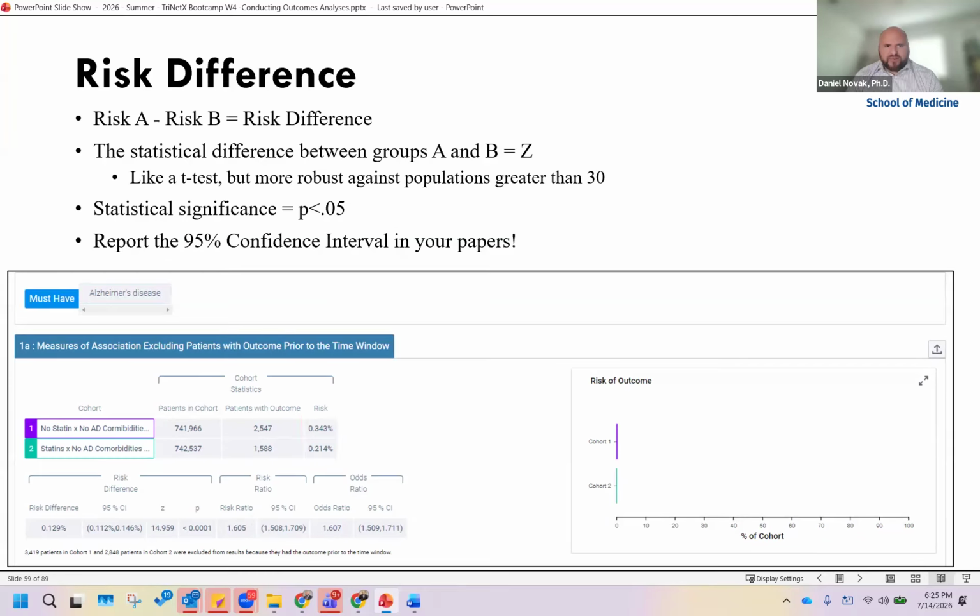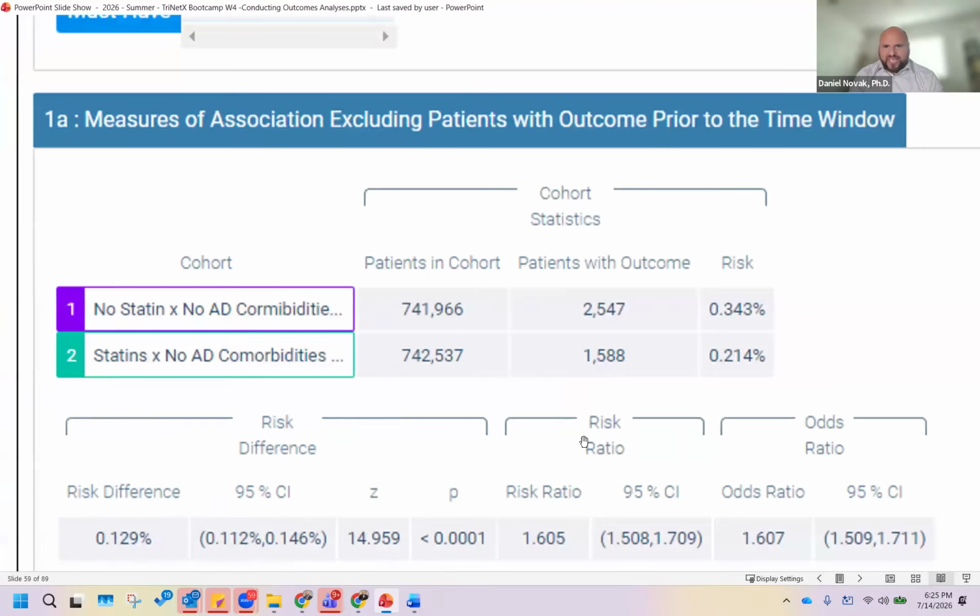Okay. And let's talk really quick about risk difference. Again, you'll see that number over here, this percentage. It's risk A minus risk B. The statistical difference between groups A and B equals Z. So like a t-test, that's actually what this is over here, right? It's looking at the percentages of these two groups and essentially runs a Z-test to determine whether this is a statistically significant difference between these two groups, whether that's by chance or not. And it'll give you your 95% confidence intervals.